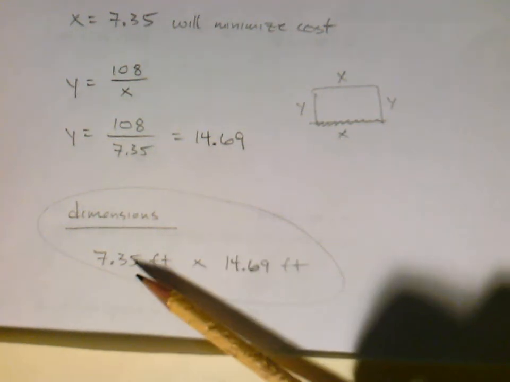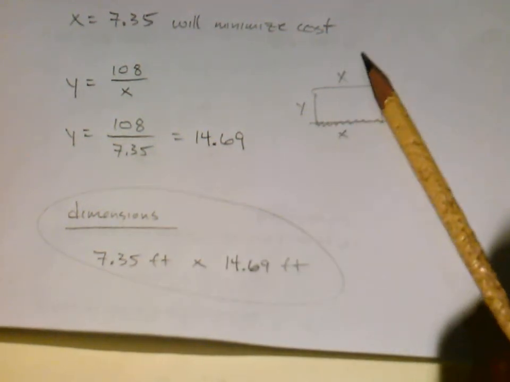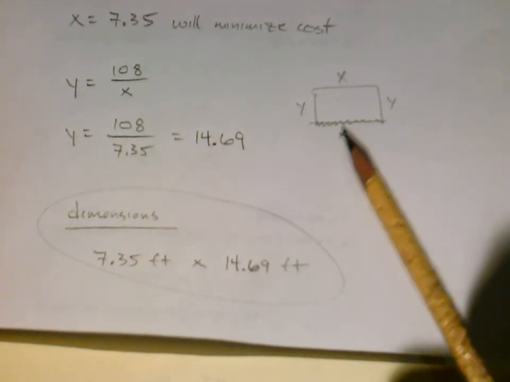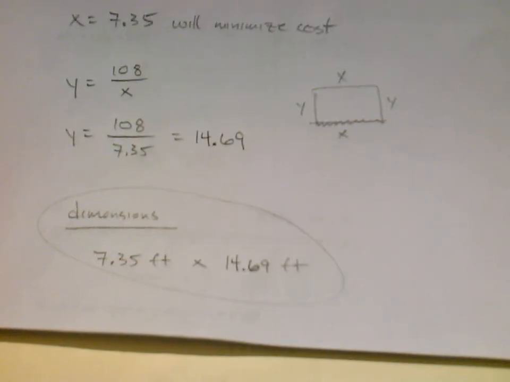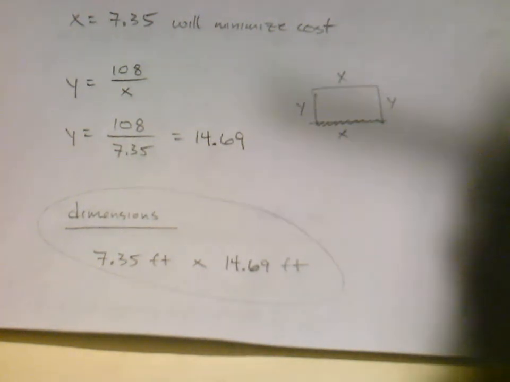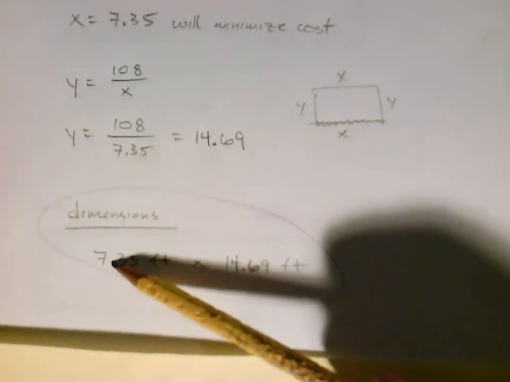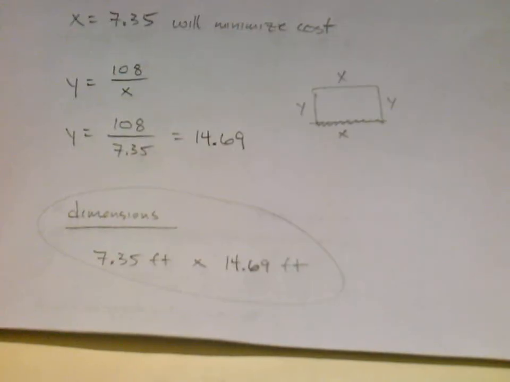The shorter side is actually the x, and the longer sides are the y. Makes sense that you would put the shorter side on the more expensive materials if you had the choice. So our x, our y, this number of feet by this number of feet, that's how you represent dimensions.